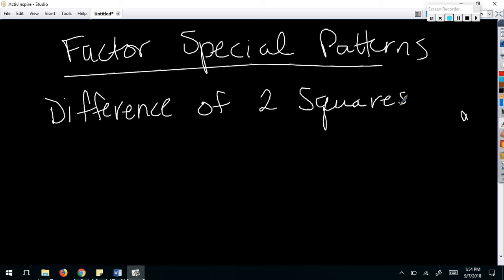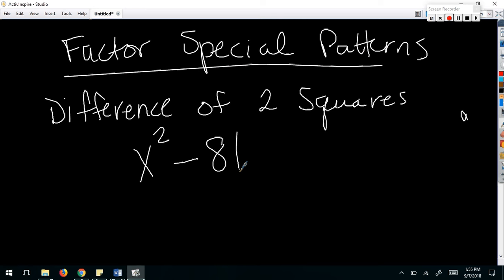What if I said x squared? Is that a perfect square? Yeah. X is the square root, so yes, x times x is x squared. So when you see these two things separated by a subtraction sign, and that's the key, it's got to be a subtraction sign. If this was plus, it wouldn't work. It only works because it's subtraction.